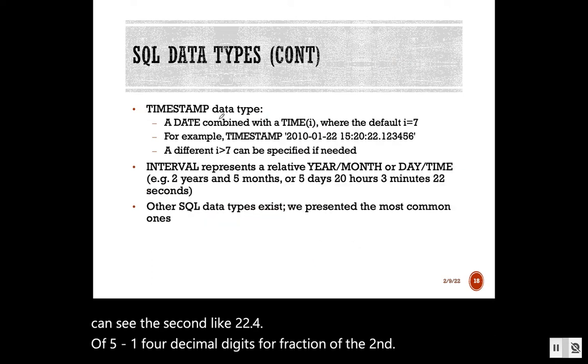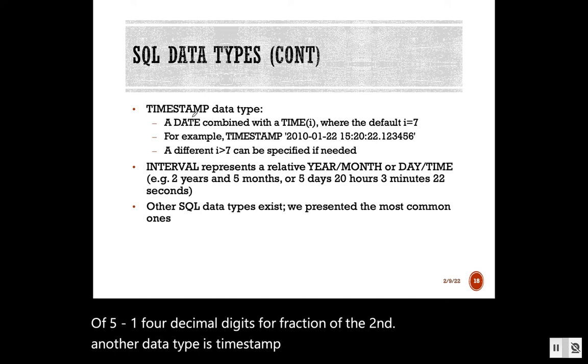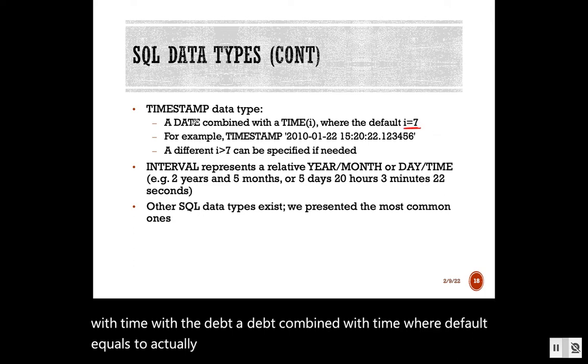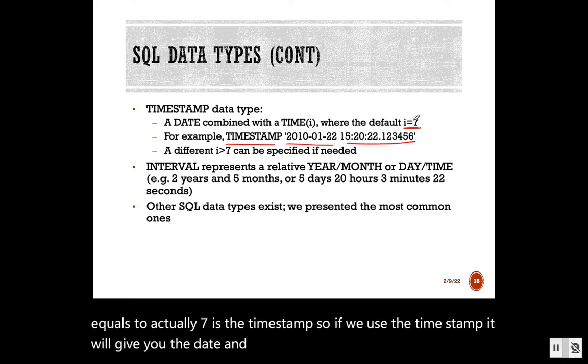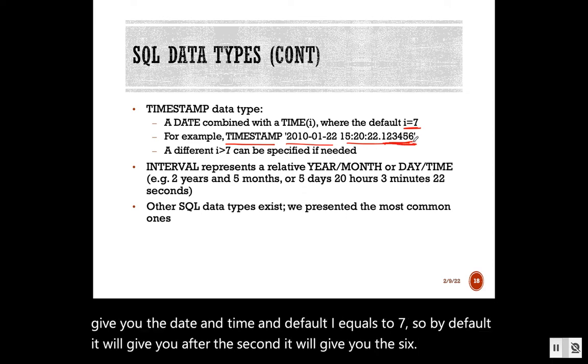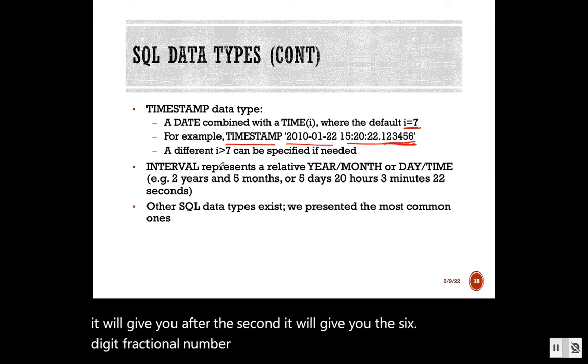Another data type is timestamp. Timestamp actually combines a date with a time, where the default i equals 7. So if we use timestamp, it will give you the date and time, and by default, after the second, it will give you the 6-digit fractional number. If we want an i value greater than 7, we have to specify that.